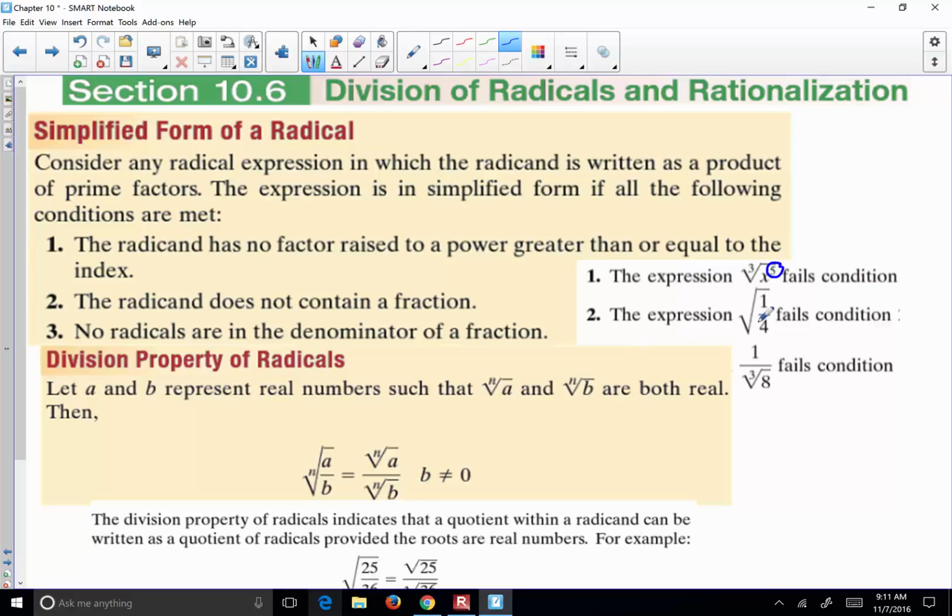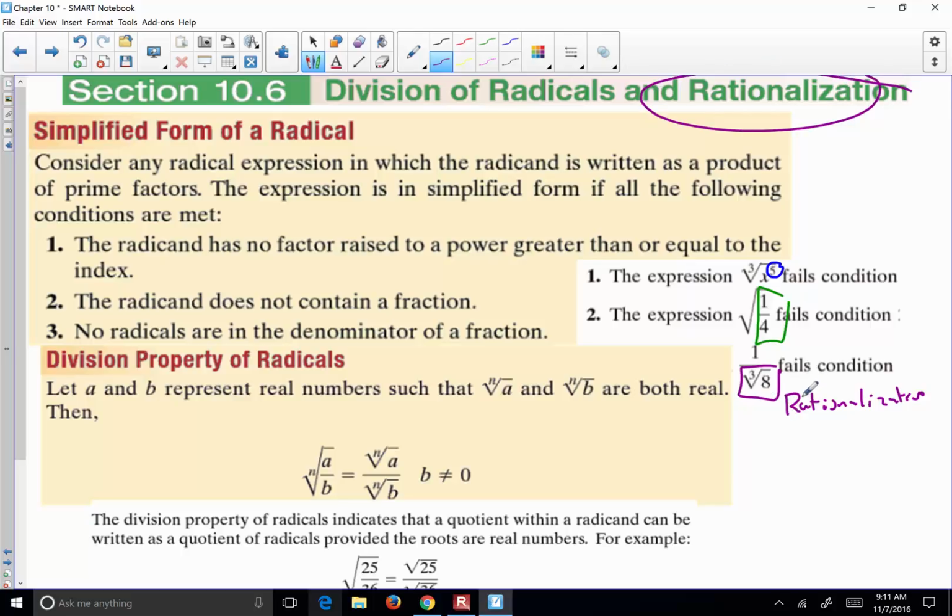So if there are rich prisoners, they break prison by paying off. You need to get them out. Second, no ratios inside the radical. Third, no radicals in the denominator. And this was the most tricky part, maybe the hardest part of simplifying a radical. And this is called rationalization. That's this topic today actually.